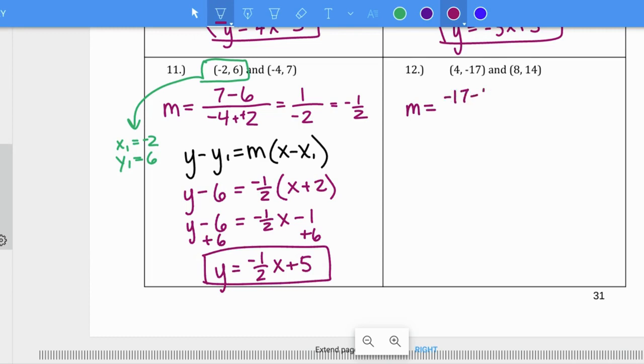And last one. Let's see, -17 minus 14 and 4 minus 8. Oh boy, let's see. This one's going to be our messy one, I think. -31 over -4. Negative and negative will make this a positive slope. I'm going to leave that fraction. If you want to, you could turn it into a decimal. It does make a terminating decimal, so if that makes your life easier, go right ahead.